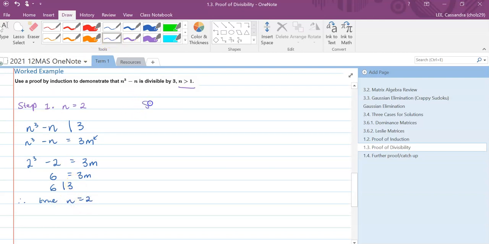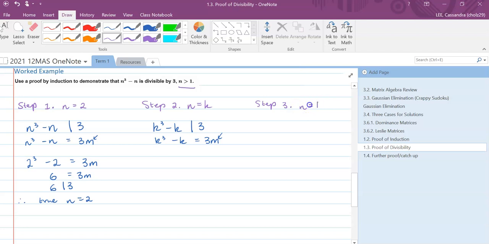Okay, so step 2. So remember with step 2, we're not actually really trying to do anything. We're just going to let n equal to k. So when we write our statement now, we're going to have k to the power of 3 take k is divisible by 3, or we could write this as k to the power of 3 take k is equal to some multiple of 3. And again, I don't care what the value of m is, I just care that I can factor 3 out of it. Alright, so step 3.